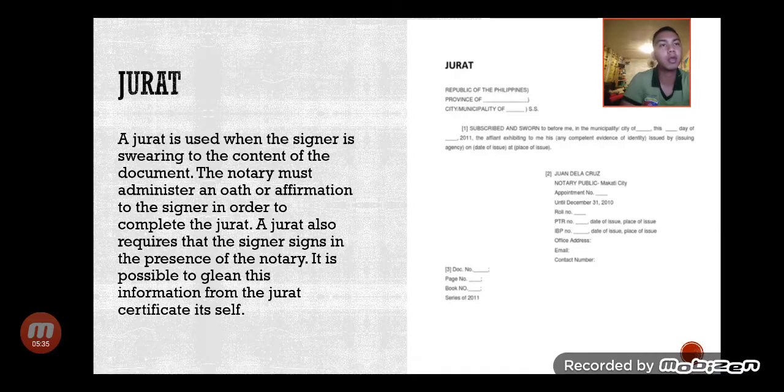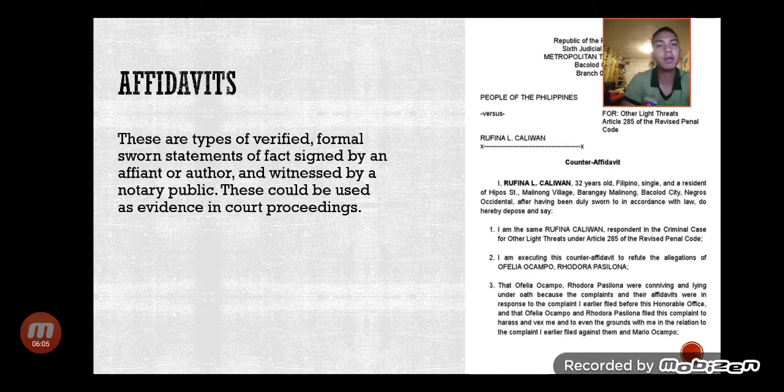Moreover, to execute a jurat, the signer must submit himself or herself to a notary public. So in order to properly execute a jurat, the person must be before a notary public, for the notary public to administer an oath or affirmation to the signer. So the next one is affidavit.